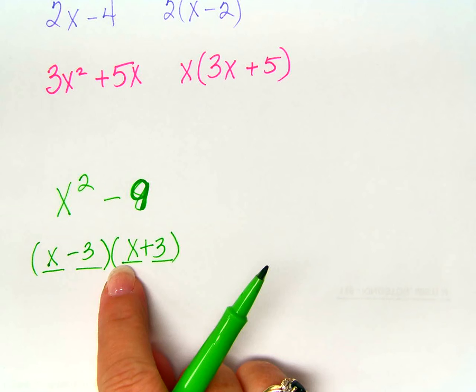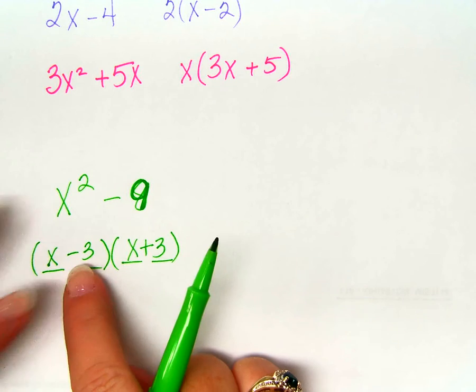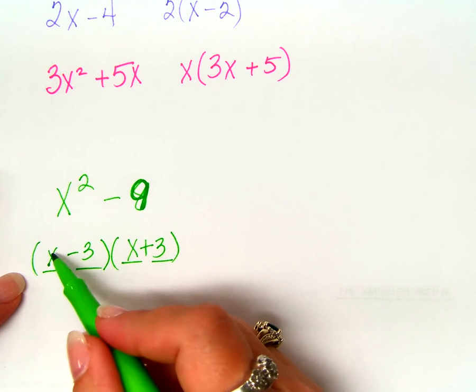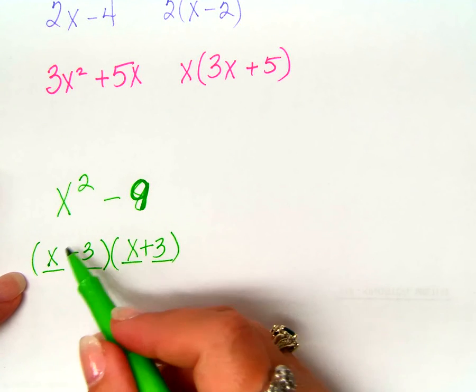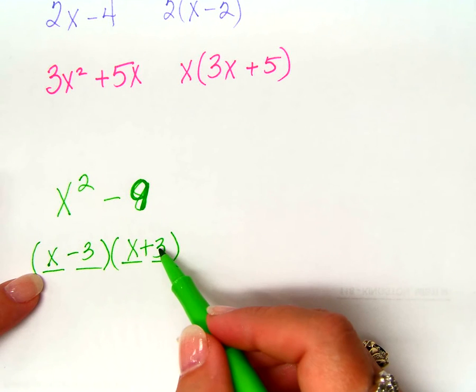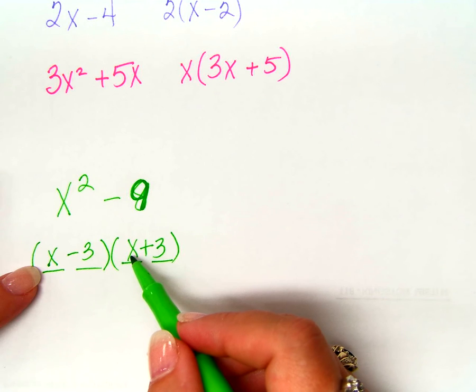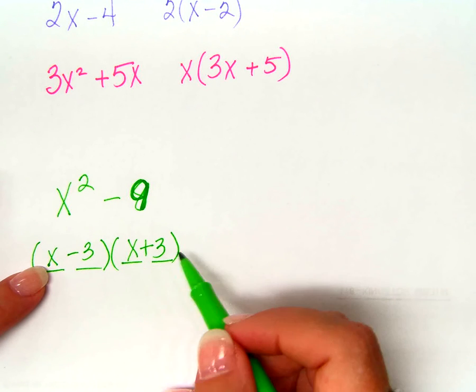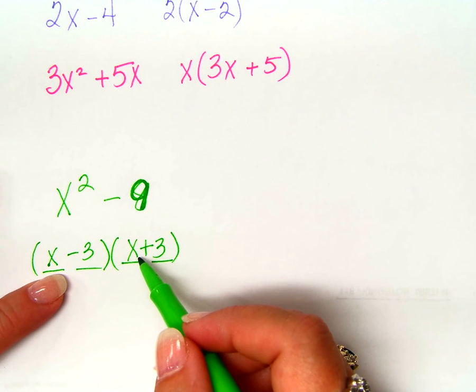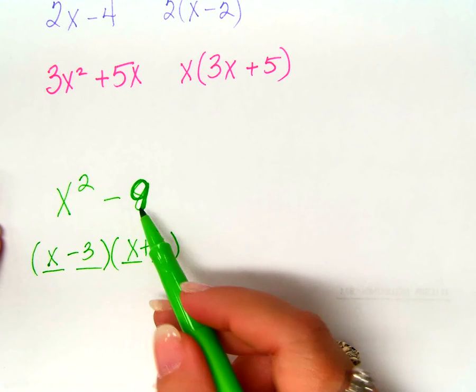Here's the fun part about these problems. You should never get them wrong because you can always check. Because if I multiplied it back out, I would use the distributive property, right? X times x is x squared. All right, that's good. X times 3 is 3x. Negative 3 times x is negative 3x. And what do you get when you have a 3x and a negative 3x? 0. And then negative 3 times positive 3? Done.